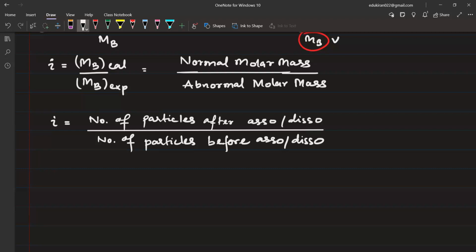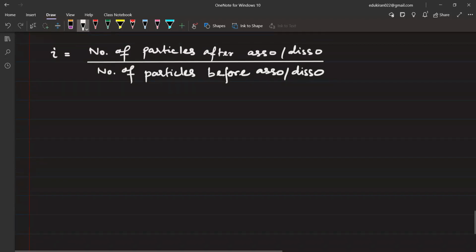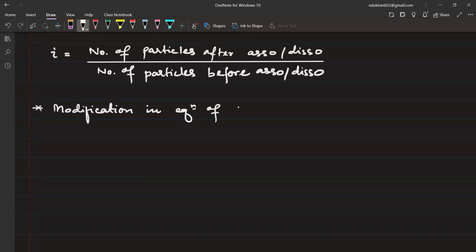Now, depending on these Van't Hoff factors, we have to modify the equations of colligative property. Please write: modification in equations of colligative property. So we just multiply i here. In general, whenever they tell you that the elevation in boiling point was found to be this much, or the depression in freezing point was found to be that much, all of these things are experimentally determined.